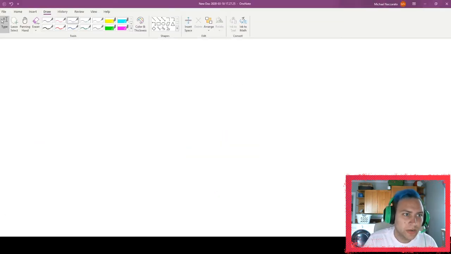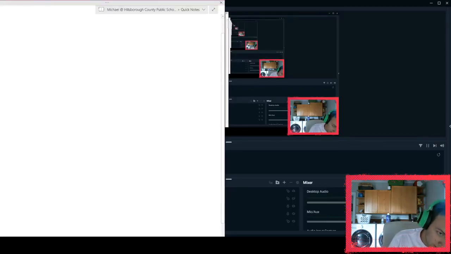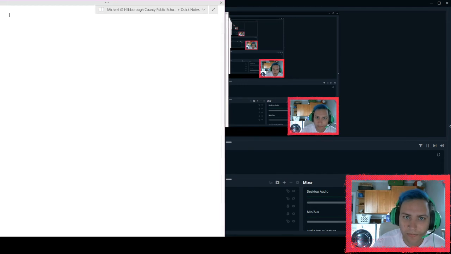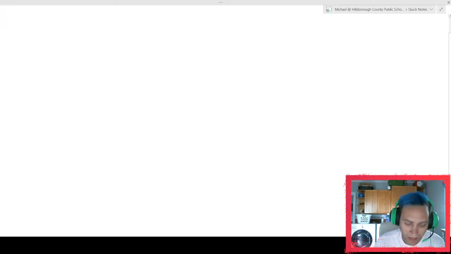Okay, so example 2. Example 2 here says, I don't know why I keep doing that. I don't know what I'm doing. There's all these hotkeys on this little pad thing that I bought, and I don't know them.